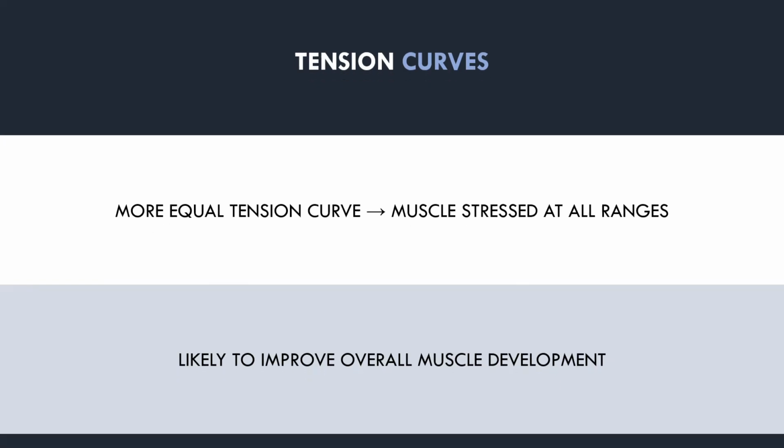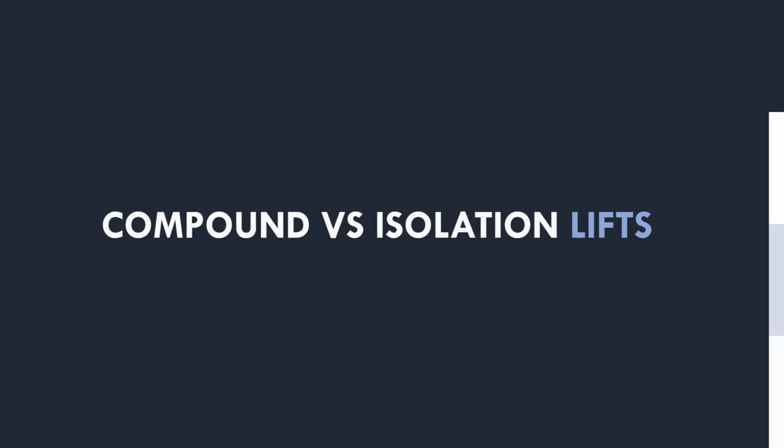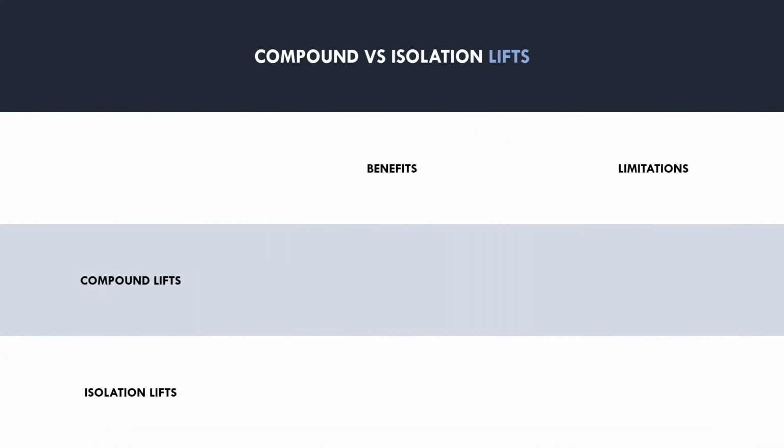The next consideration for exercise selection is whether to implement compound or isolation lifts. Compound and isolation lifts can both be effective at promoting muscle growth, but they each have their own unique benefits and limitations, which may affect what we implement for our training routine. Compound lifts involve multiple muscles and joints.